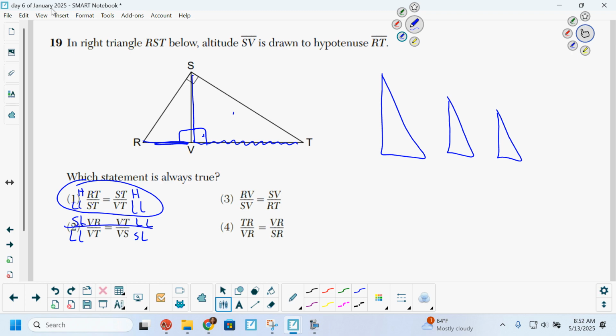All right, let's do one more. So we have VR. VR is definitely the short leg in the small triangle over SV. That's the long leg in the small triangle. SV can also be the short leg in the medium triangle. And then RT would be the hypotenuse in the big one. So that one's incorrect. So that's how I like to approach those, is just to go through and make sure I have them labeled correctly.